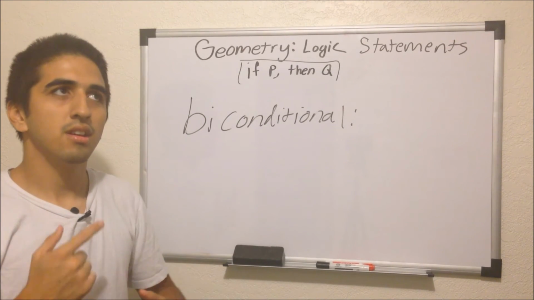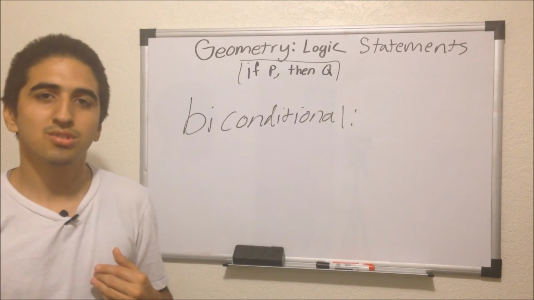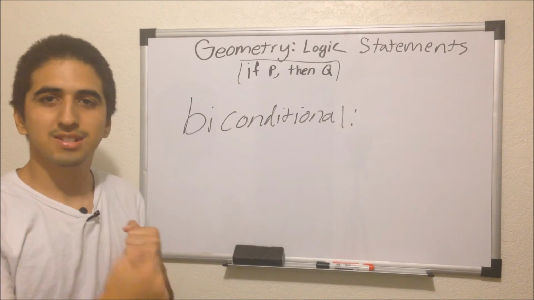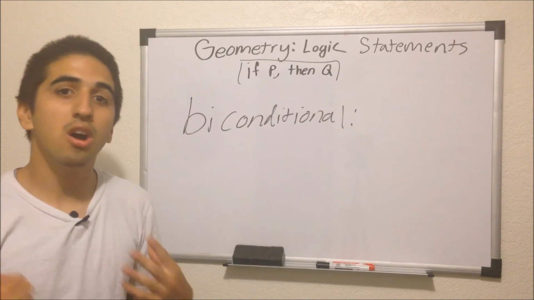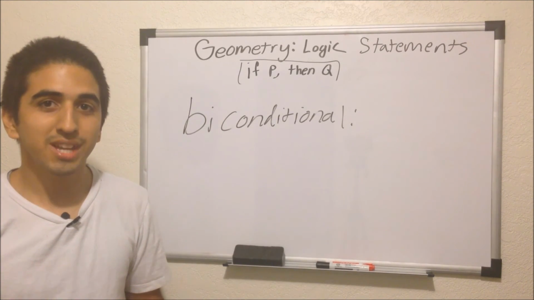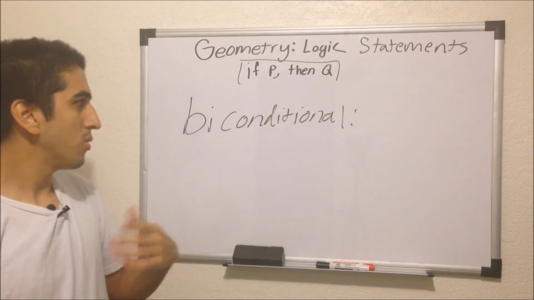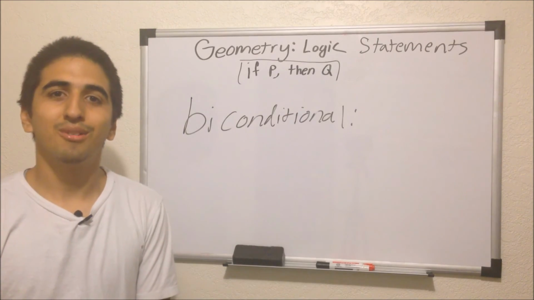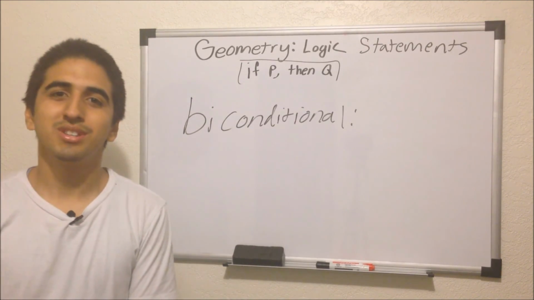If it is Labor Day, then you don't go to school. If you don't go to school, then it is Labor Day. This is an example of a non-biconditional statement, because you're not at school on weekends, and not every weekend is Labor Day. So those are our main things about logic statements in geometry. Hopefully it helped.